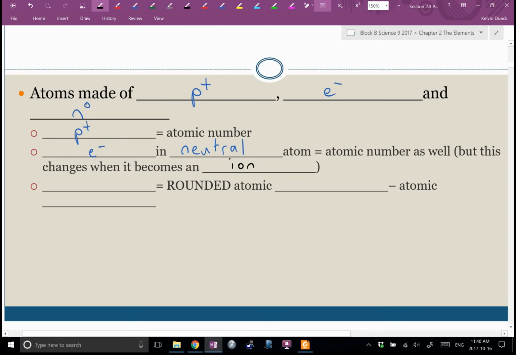How do we find the number of neutrons? You round off the atomic mass and you subtract the atomic number. And that tells you, basically what we're saying is this. Take the total mass of an atom, subtract the protons, whatever mass is left is the neutrons. The electrons have so little mass, we ignore them.